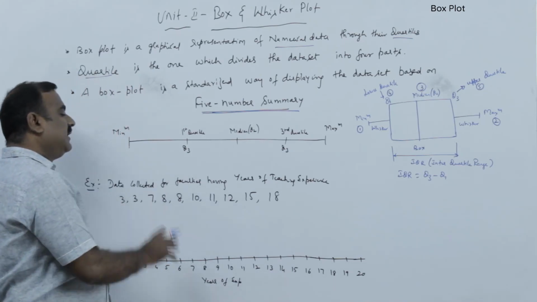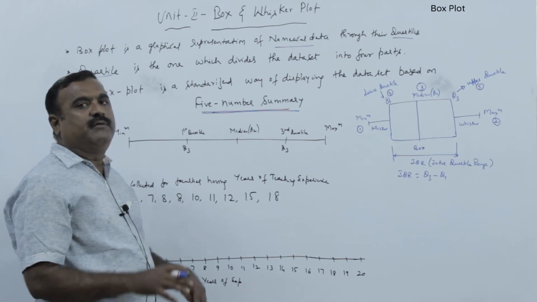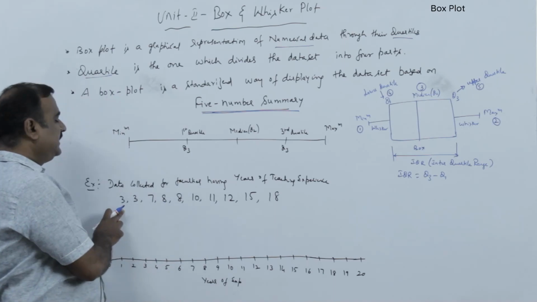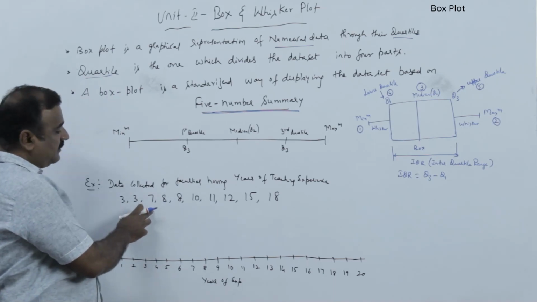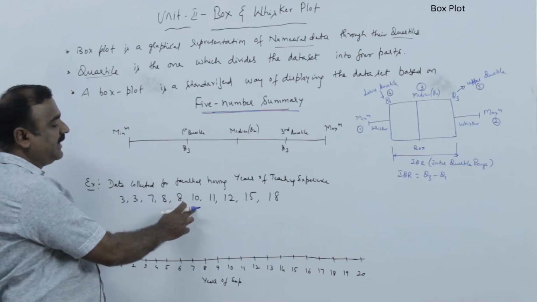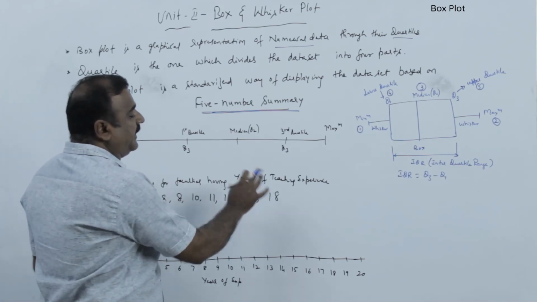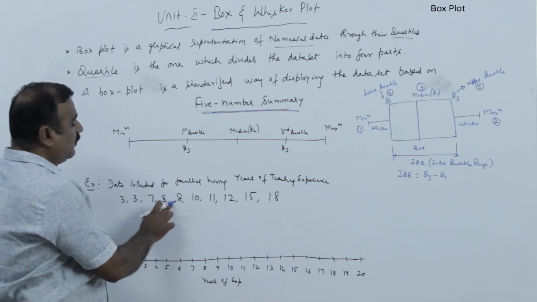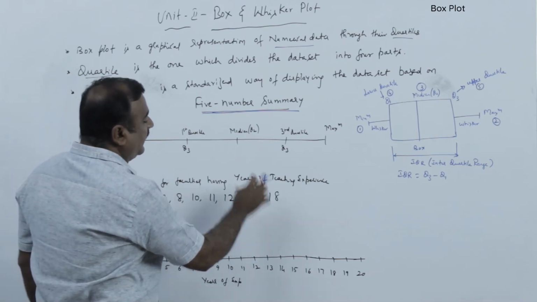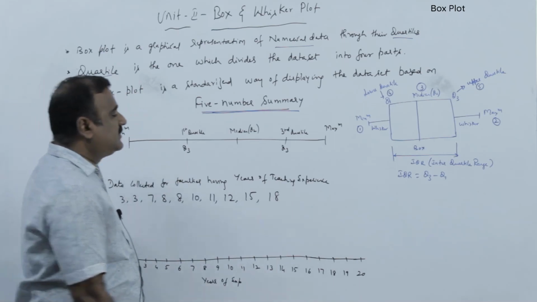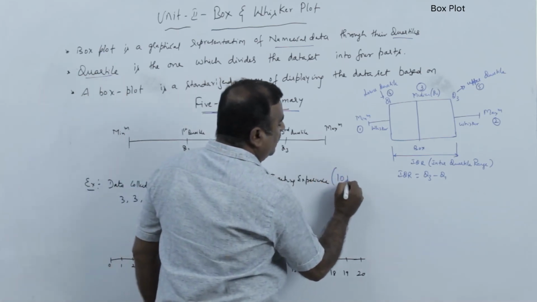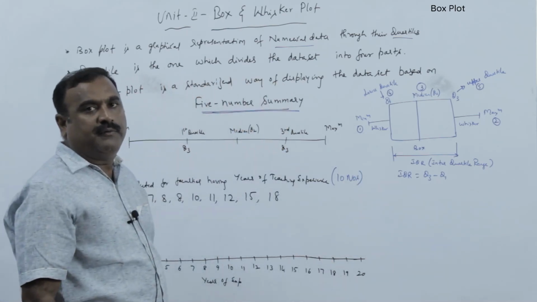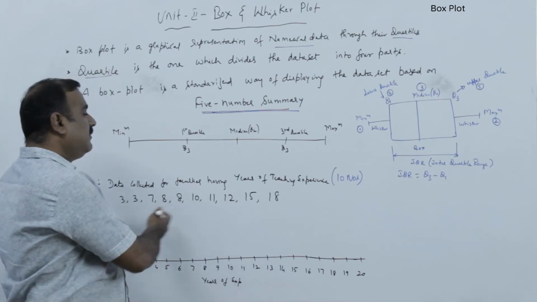Data is collected for faculty members with their years of teaching experience. One has 3 years of experience, another has 3 years. Another person has 7 years, 8, 10, 11, 12, 15, 18. Like this we have got data: 1, 2, 3, 4, 5, 6, 7, 8, 9, 10. 10 faculties, 10 numbers. We selected data of 10 faculties. When we collected the data, this is the data we have got.